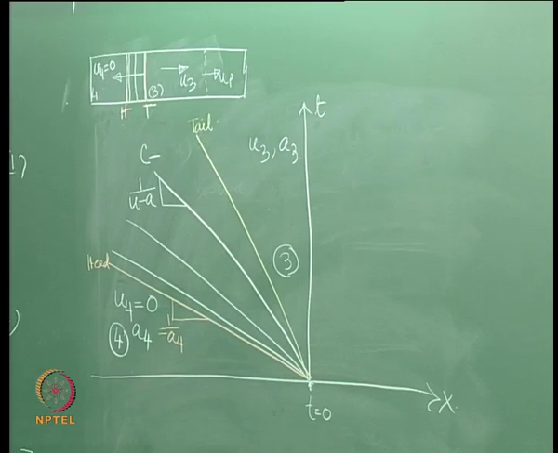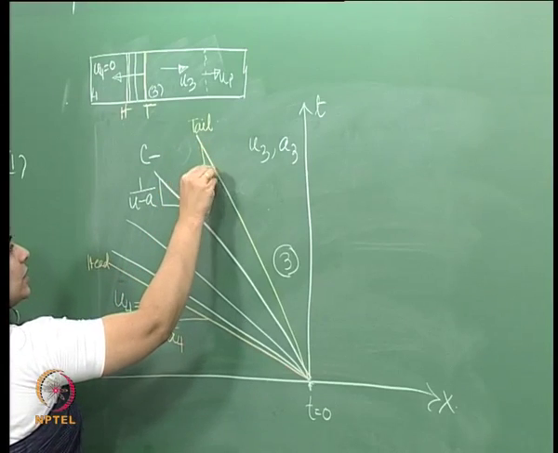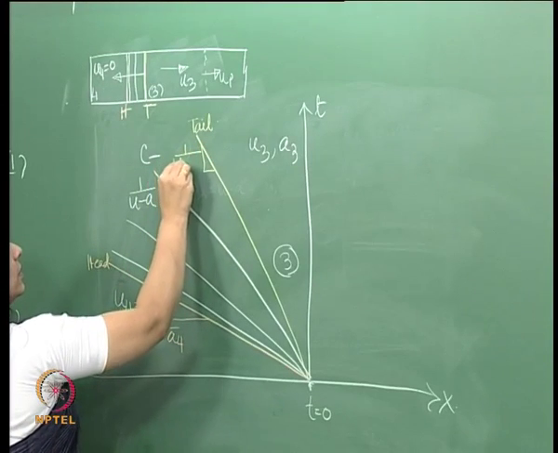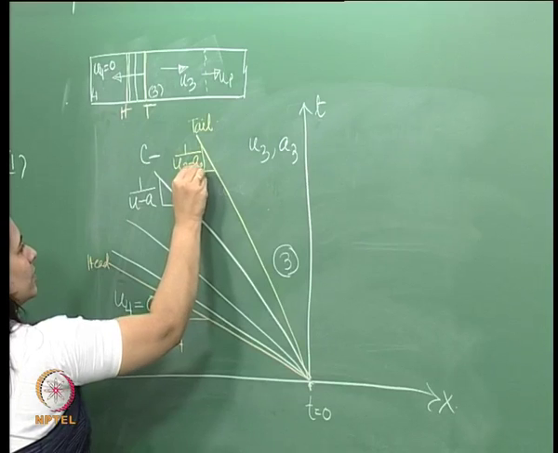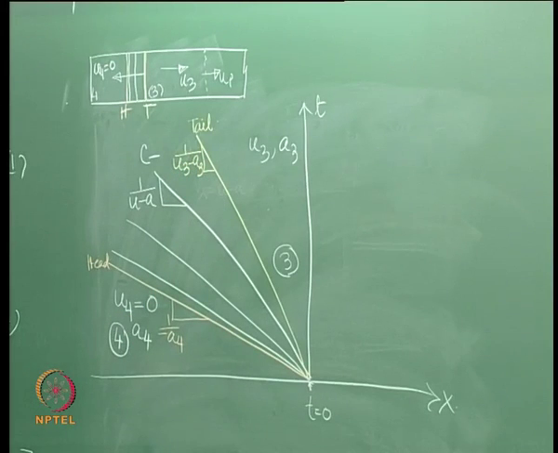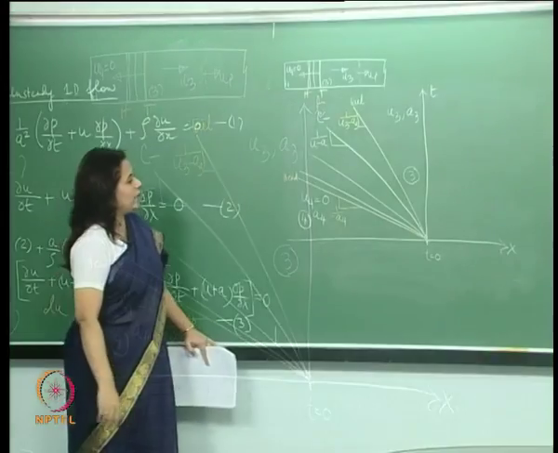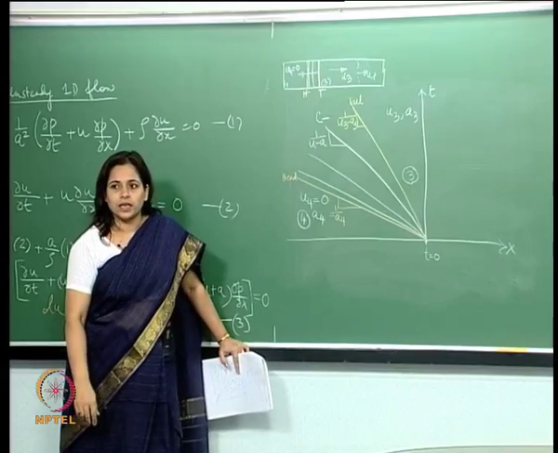Because u4 is 0, right? Similarly, what is the slope out here? So this is, isn't that right? Okay, so that's what we have from here. Now what should we be asking at this point?